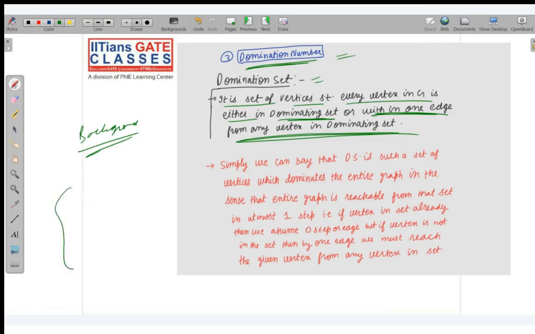For example, this is a big graph, and I am saying that this is the set of vertices which is a dominating set. That means you just name any vertex, and I will be able to reach that vertex from one of the vertices here. That means there should be an edge from one of the vertices to that vertex, or that vertex should be in this set only. If it is in this set only, no problem. If it is outside, then you have to take only one edge.